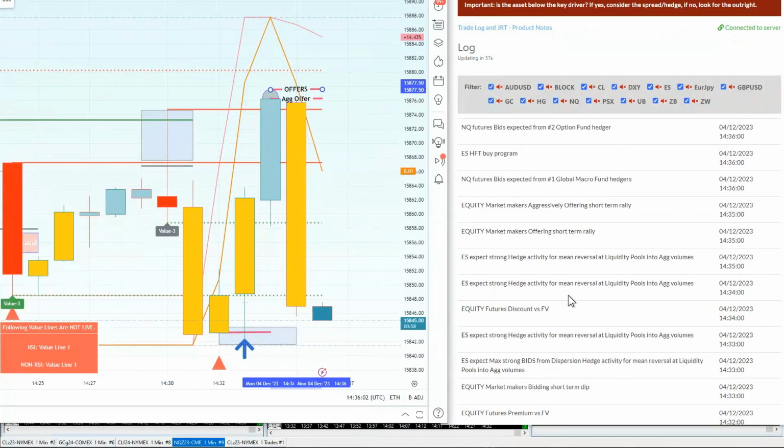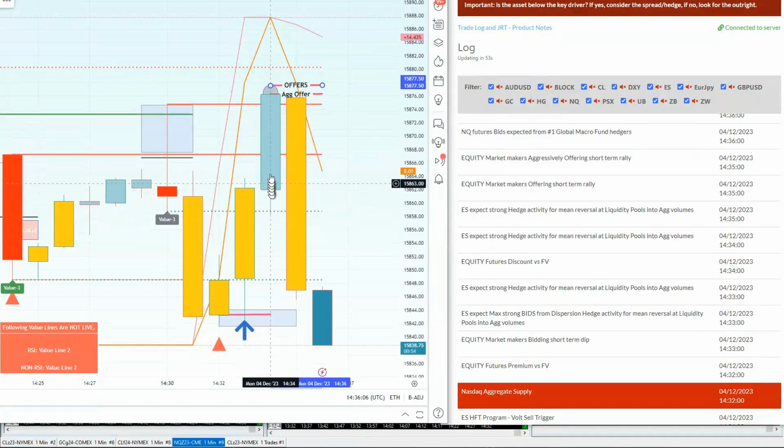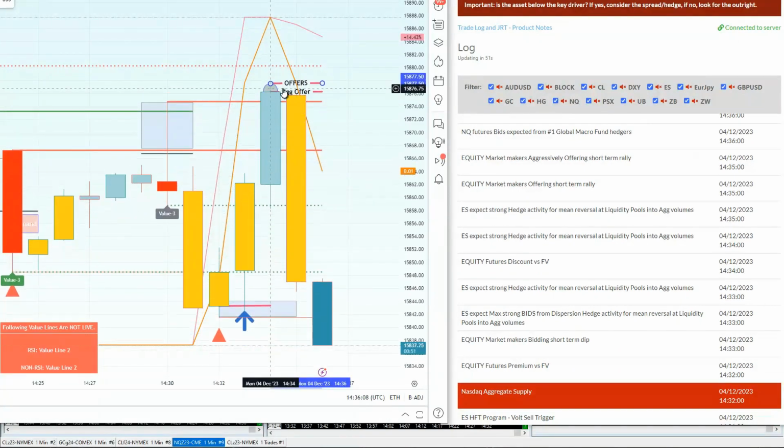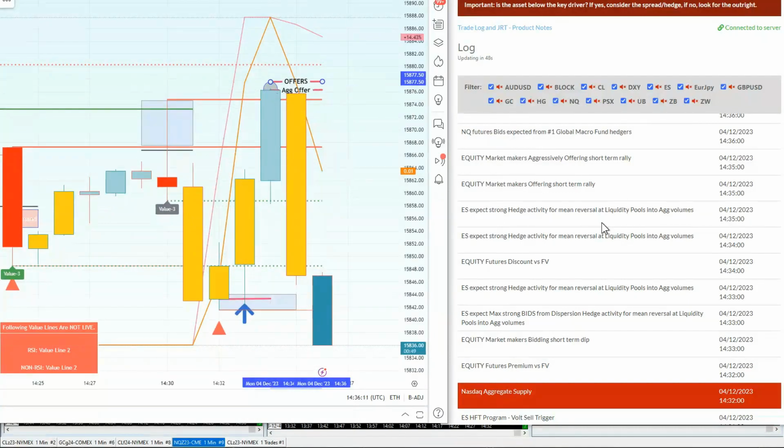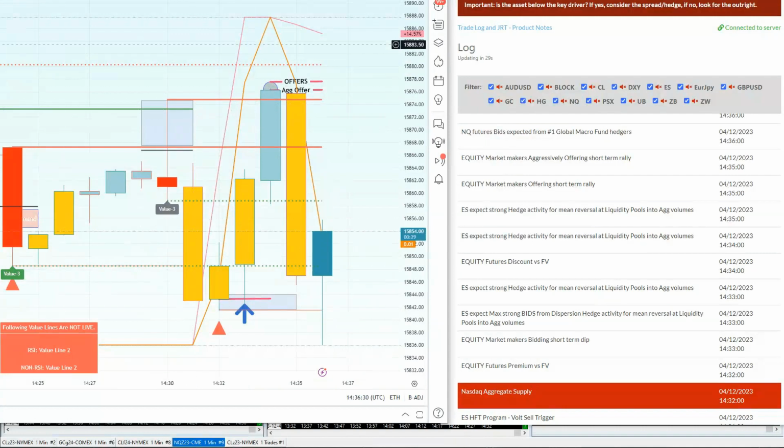So when we get that 14.35, remember this candle is 14.34, which closes at 14.35. And you can see we're getting aggressive market makers offering short-term rallies. And we also had this hedge fund activity suggesting that we were going to get another mean reversal into that liquidity pool. Well, there's the liquidity pool, isn't there? So there's your line there, and we could label that line if we wanted to.